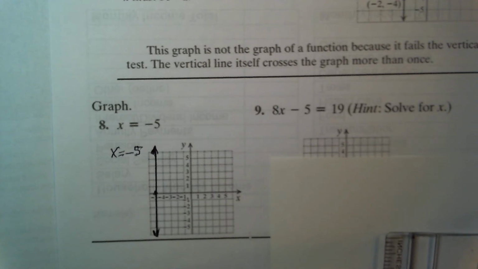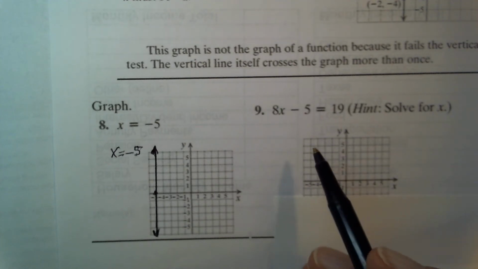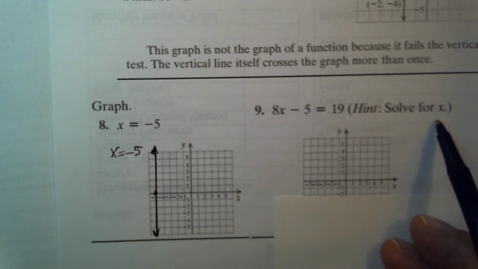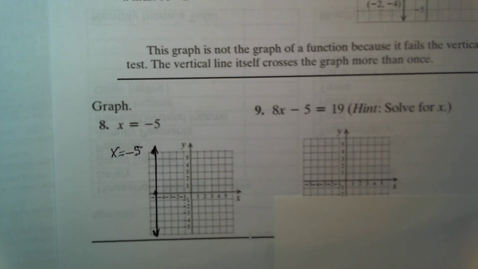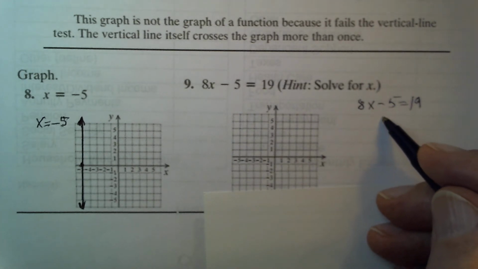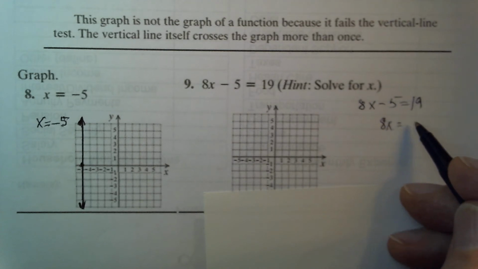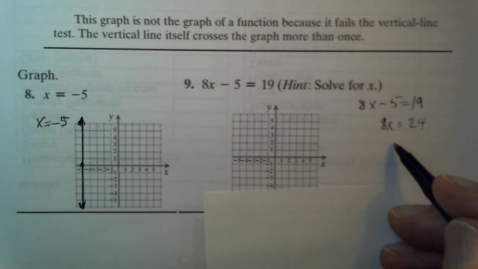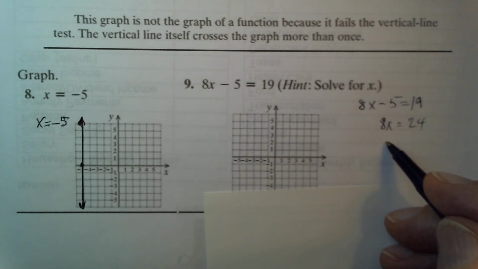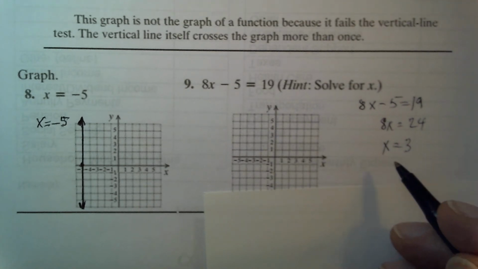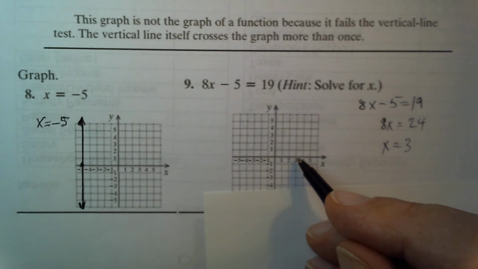The next exercise says 8x minus 5 equals 19. And they even give you a little hint. Solve for x. Well, we know how to solve this equation for x. We add 5 to both sides. That isolates the expression with a variable. And 5 plus 19 is 24. We divide both sides by 8. And 8x divided by 8 is x. And 24 divided by 8 is 3. So this then is the line, the vertical line to the point x equals 3.